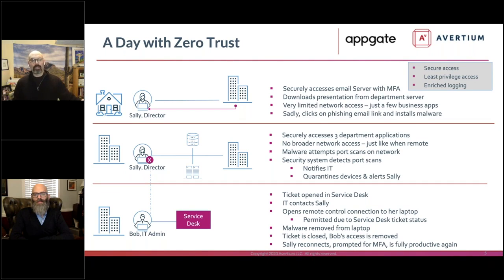And once Bob finishes his work, he closes the service desk ticket, and that network connection goes away. So if Bob were malicious, or if Bob's device were somehow infected, he would no longer have access to Sally or the 5,000 other employees in this organization. So it's a really nice example of the enforcement of the principle of least privilege.